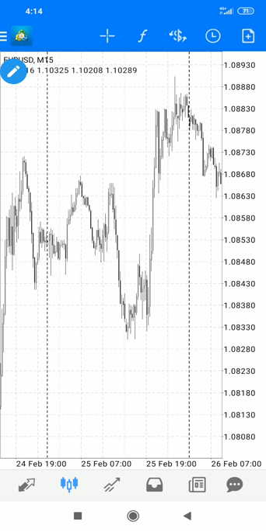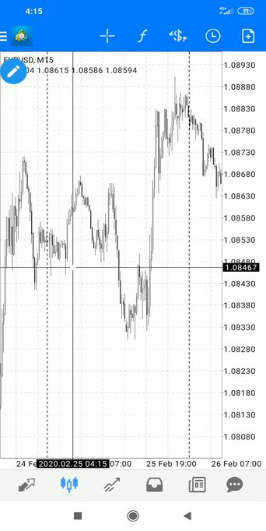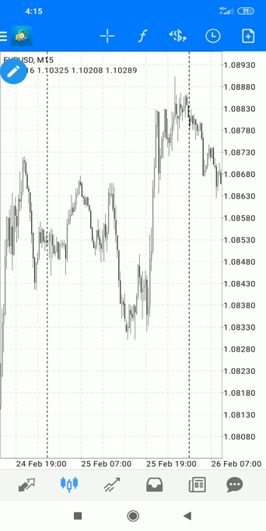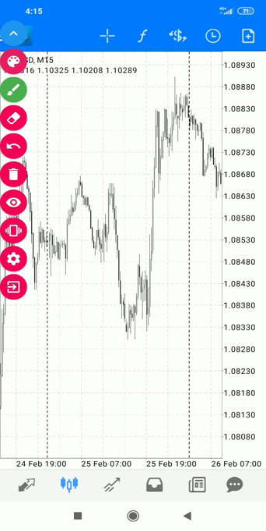So let's now get into the times which these sessions open and close. We start off with the Asian session because it comes early in the morning. The Asian session opens at 1 a.m. and also closes at 9 a.m. So before I start making use of anything, let me show you these areas here.